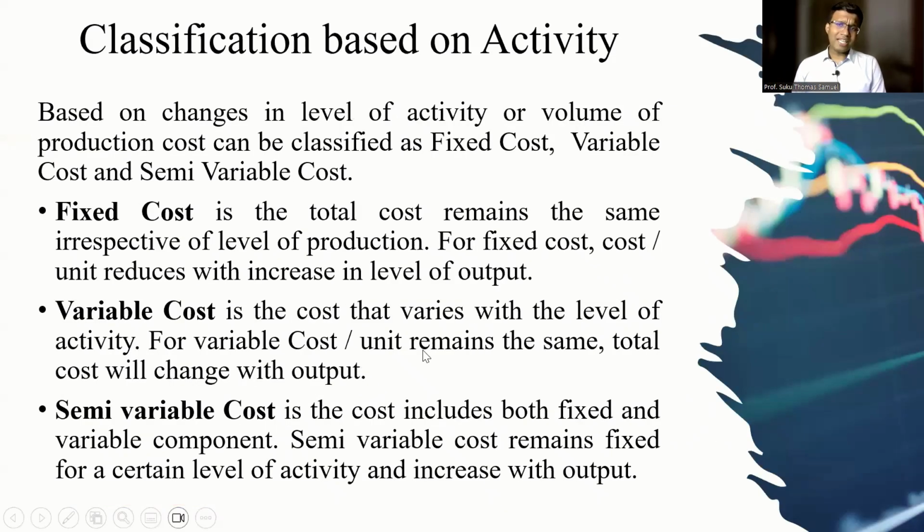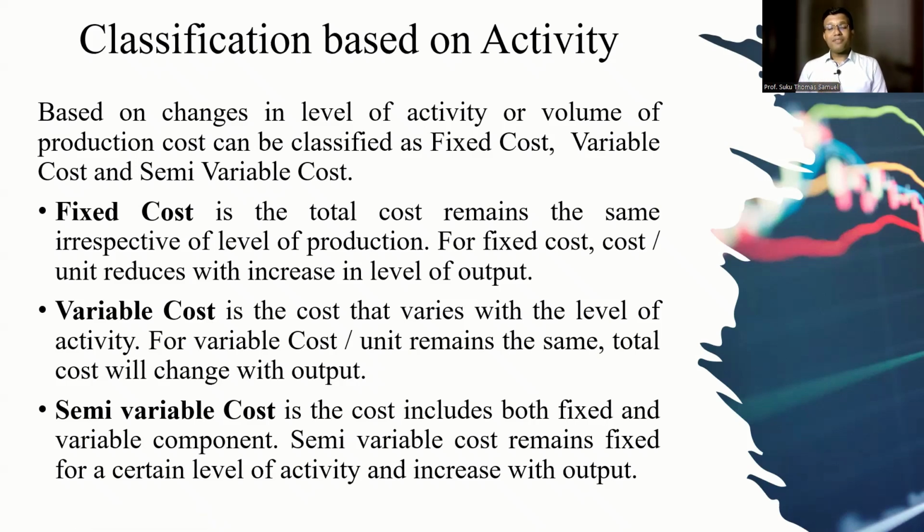Based on levels of activity in your organization, there are three types of cost: fixed, variable, semi-variable. When the cost remains the same, irrespective of the level of activity that you carry out, such kind of costs are called fixed cost. If the cost changes with the level of activity carried out, such kind of costs are called variable cost. When a portion of the cost is fixed and a portion is variable, such kind of costs are called semi-variable cost. Let's talk about this with an example.